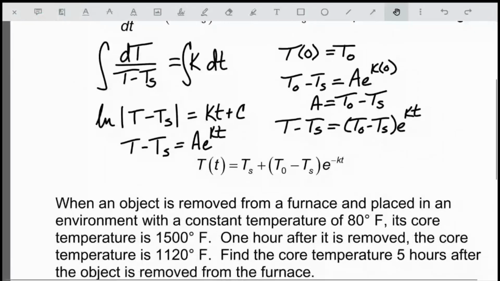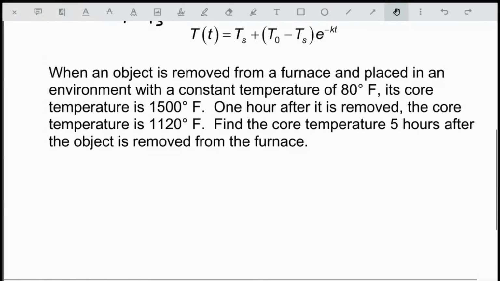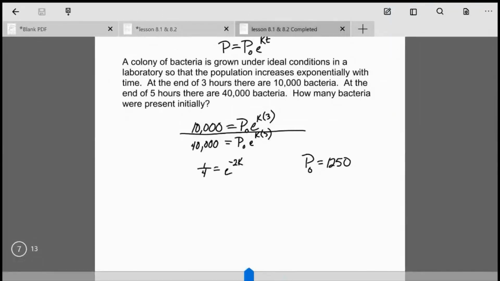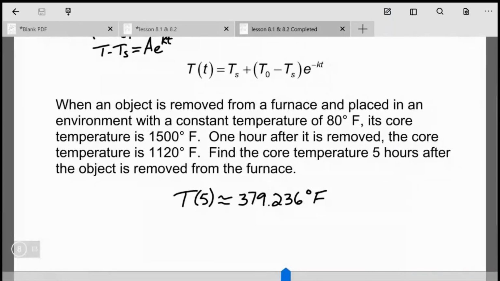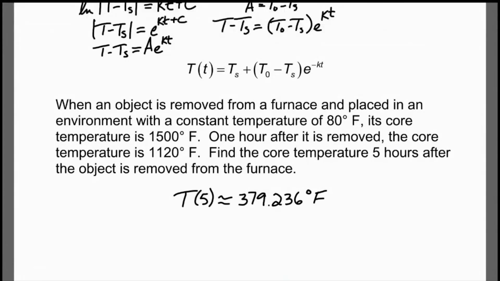Okay, so in the end here, we end up with some application problems, and I'm going to show you the worked out solution for this one again. The main idea is we've already gone through and talked about how these are essentially algebra problems. So we have this problem: when an object is removed from a furnace and placed in an environment with a constant temperature of 80, its core temperature is 1500 degrees Fahrenheit. 1 hour after it's removed, the core temperature is 1120 degrees Fahrenheit. Find the core temperature 5 hours after the object is removed from the furnace.